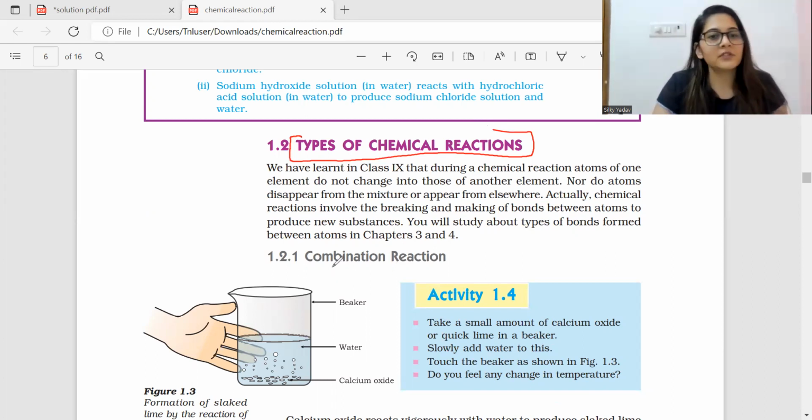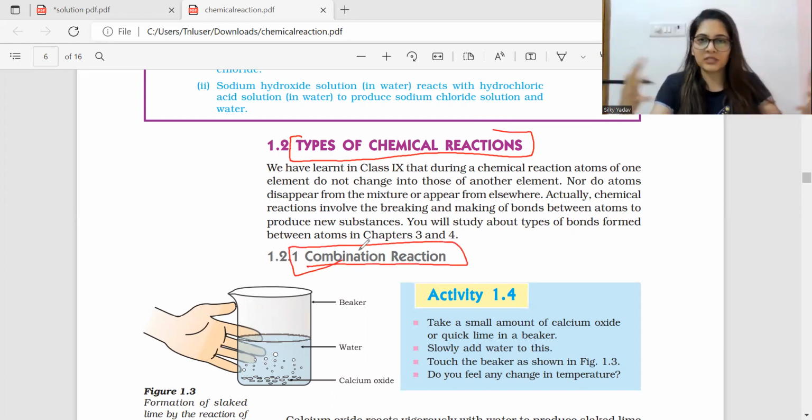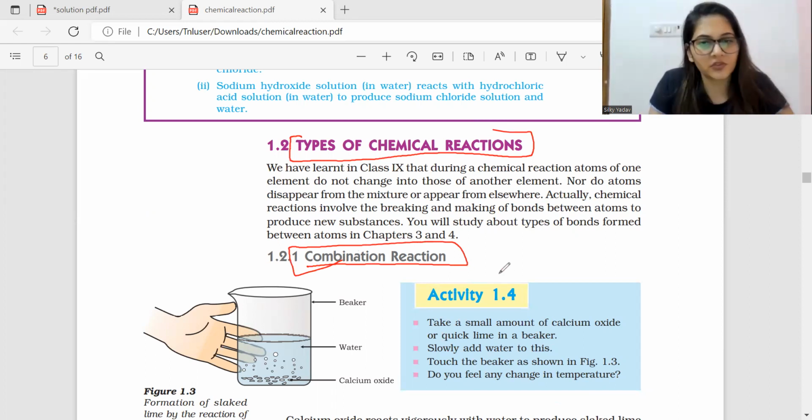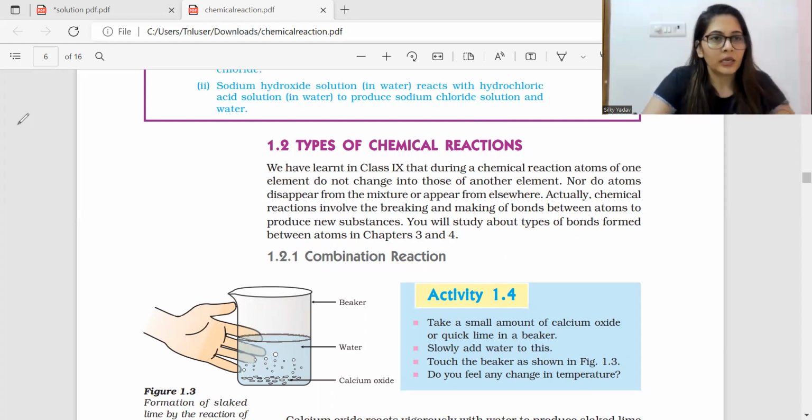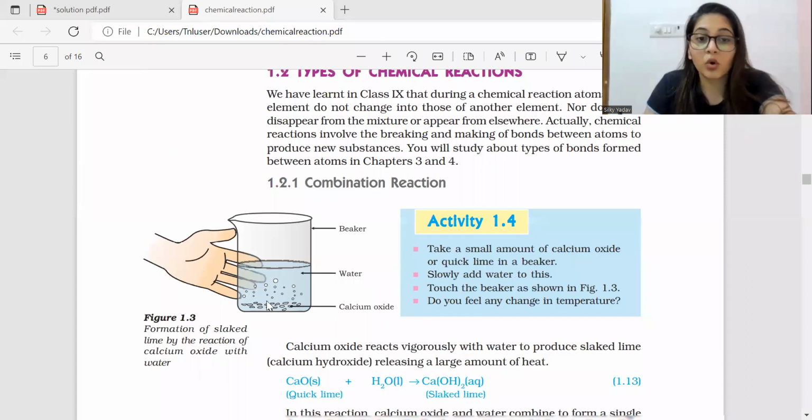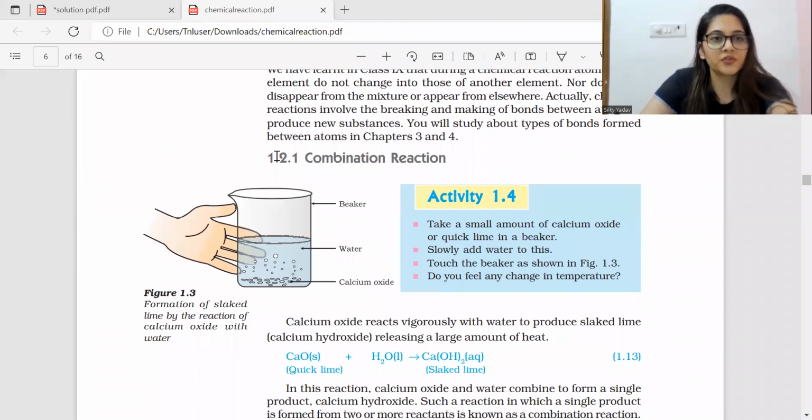So the word itself is telling us, the first one is combination reaction. Combination means combining of something, right? If I'm talking about this, this is reactant A, this is reactant B, they both are combining to form one single product. So this is a combination reaction, a simple, easy one. Combination means combining of two things, right? So this is the combination reaction. Now, we'll be talking about what is going to happen in a combination reaction.